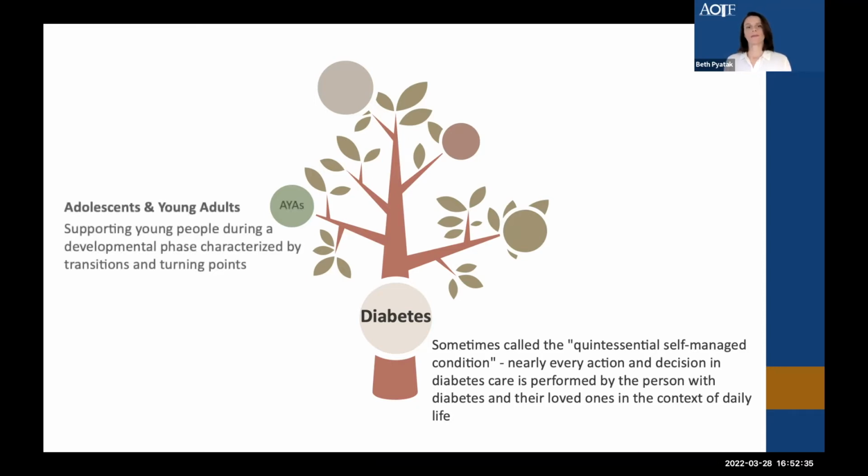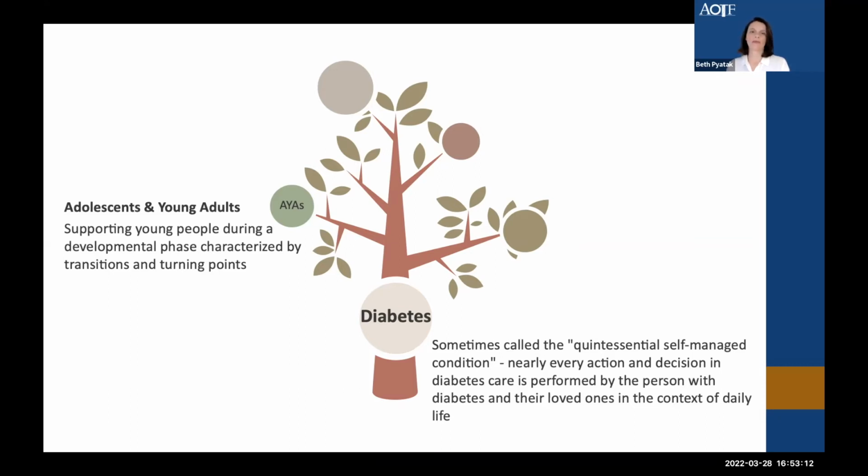So one of the important branches of my tree is a focus on adolescents and young adults. Much, but not all of my research has focused on this developmental phase, and it really captured my attention, in part because it's a phase of life where it's really challenging to manage a chronic condition. There are so many different competing priorities going on in a young person's life. They are taking on self-management tasks independently that their family may have supported them with. They're trying on different roles, different identities.